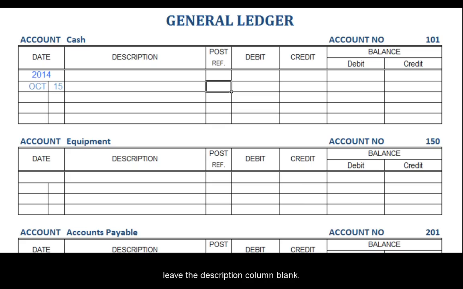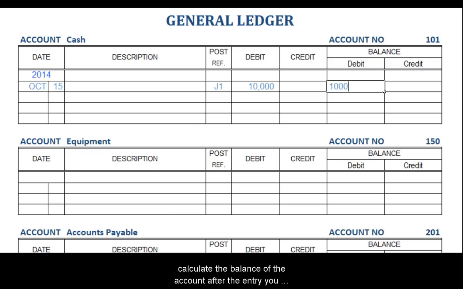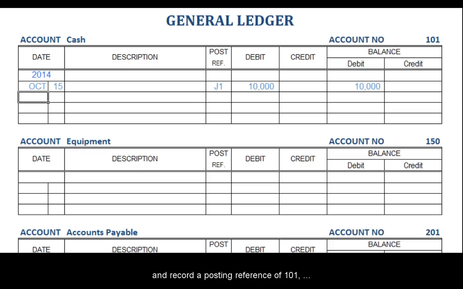For general transactions, you leave the description column blank. In the post ref column, which is short for posting reference, you would record J1, J for the general journal, and 1 for the page of the general journal this transaction was posted from. Then in the first set of debit and credit columns, you record $10,000 in the debit column. You are simply copying the amount from the journal into the same column, debit or credit, in the ledger. In the balance column, you calculate the balance of the account after the entry you just posted. In this case, cash was 0 before, plus $10,000 debit, so the balance is a $10,000 debit.